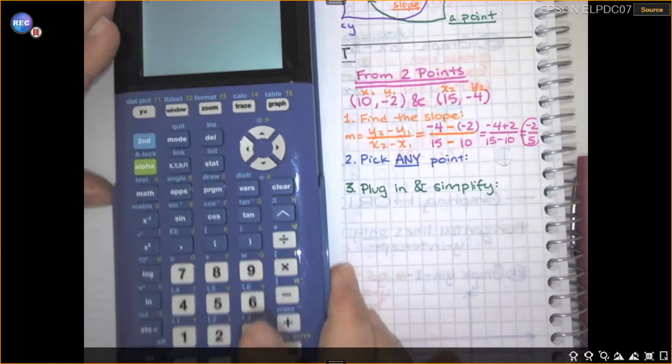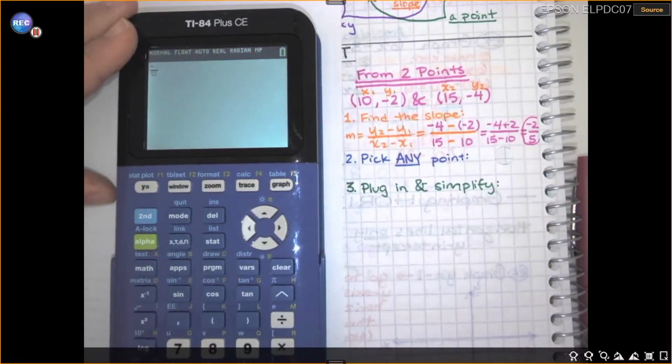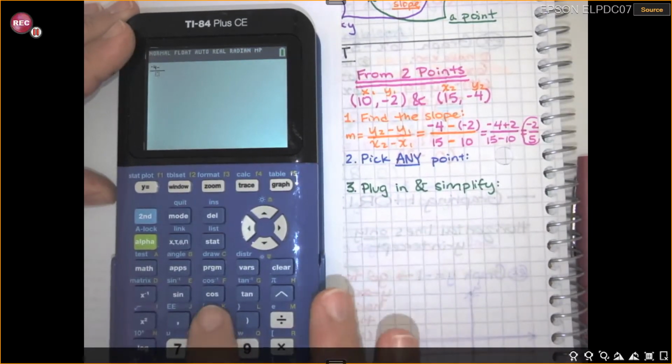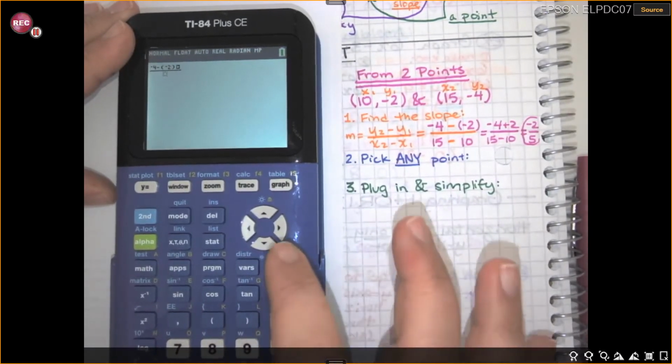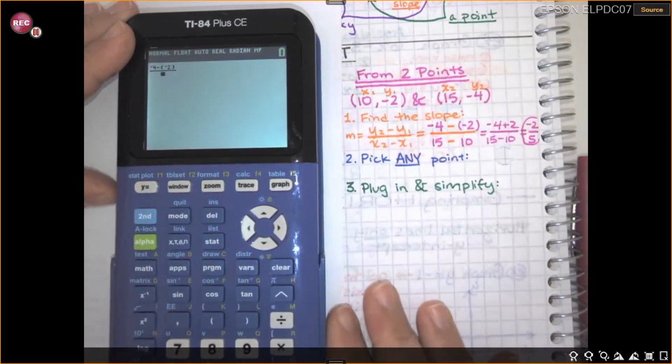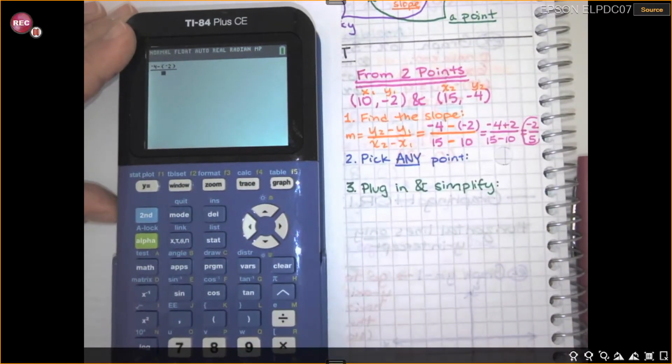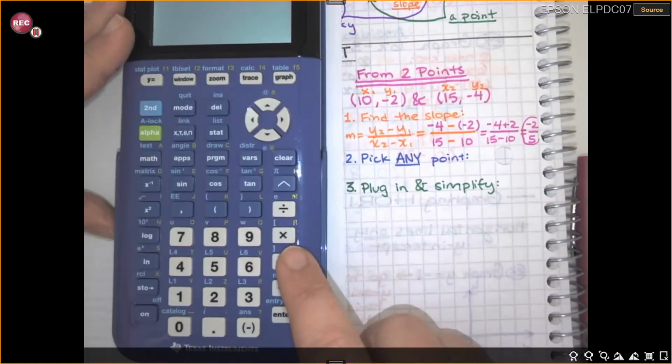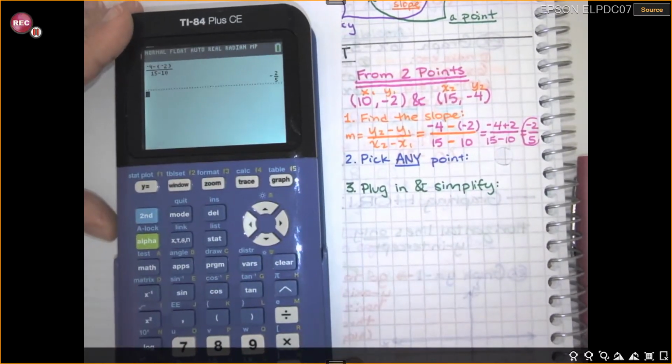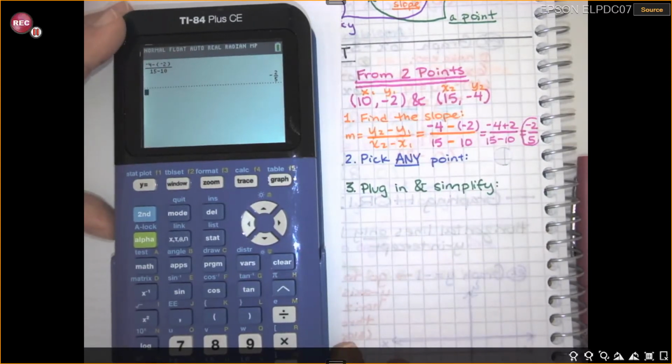So we have -4 minus, and then the parentheses are above the 8 and 9, so parentheses -2. And then I use the down arrow to get down, and then 15 minus 10. Again, I used the minus sign for that over here. And then you hit enter, ta-da, -2/5. So it will do it for you.